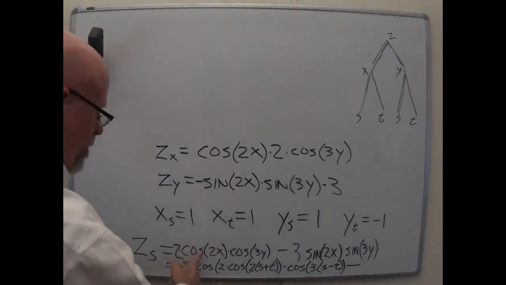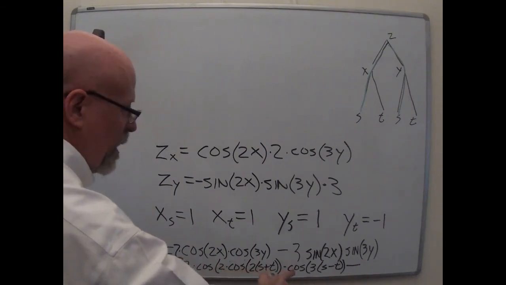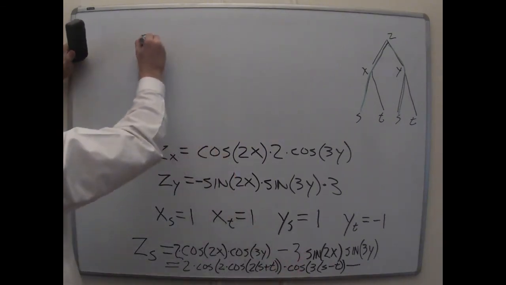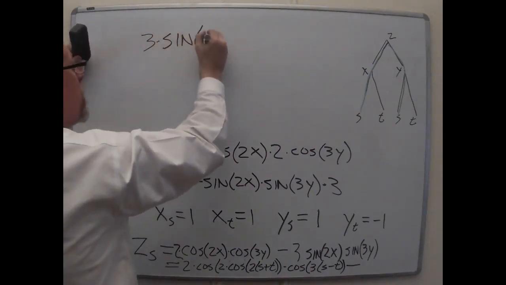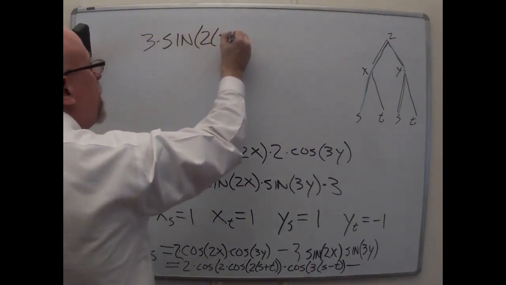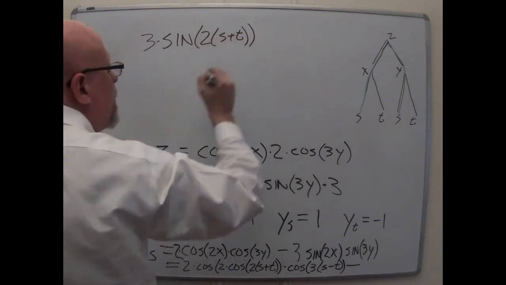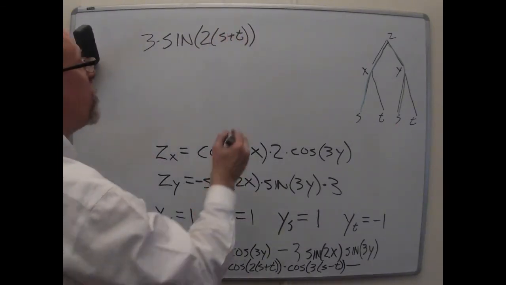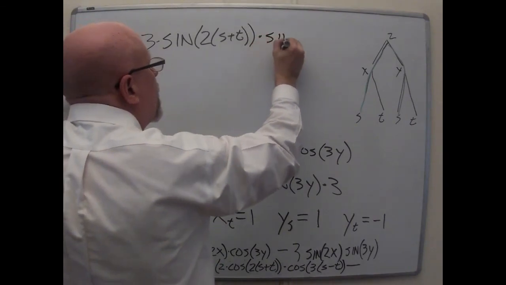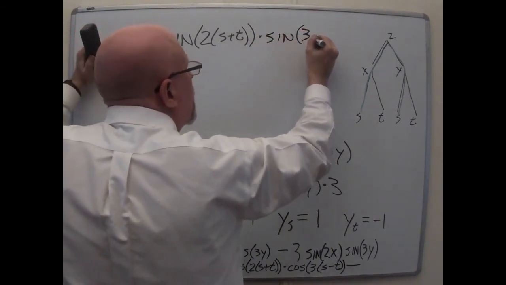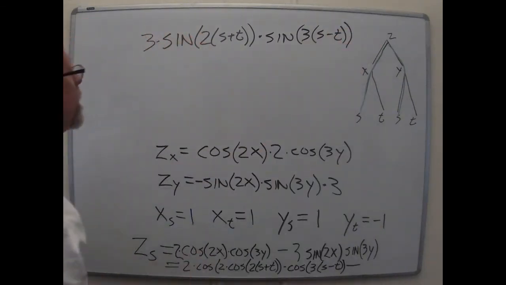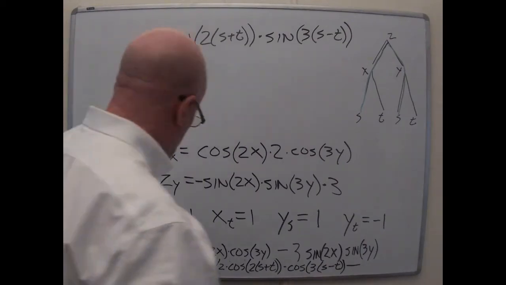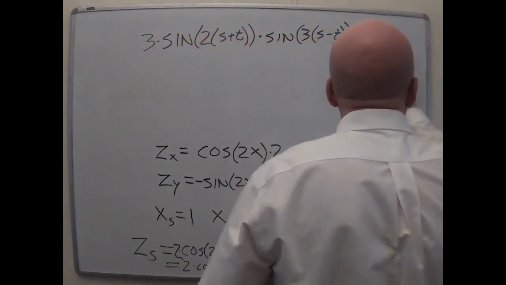Where were we? We had cos of 2x, cos of 3y, then we're subtracting 3 times the sine of 2x. Just replace the x with s plus t. Times the sine of 3y, and y is s minus t. I should stop being a wimp. Let's do the z sub t too while we're at it.